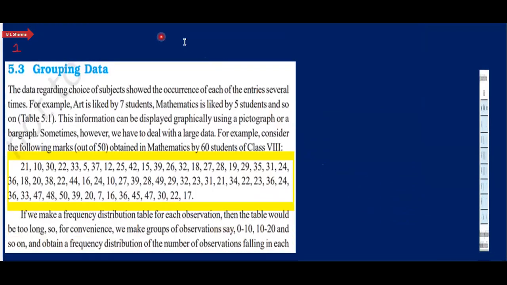So here is the example on your screen. We read this information carefully. The data regarding choice of subjects showed the occurrence of each of the entries several times. For example, art is liked by 7 students, mathematics is liked by 5 students, and so on. This information can be displayed graphically using a pictograph or a bar graph.